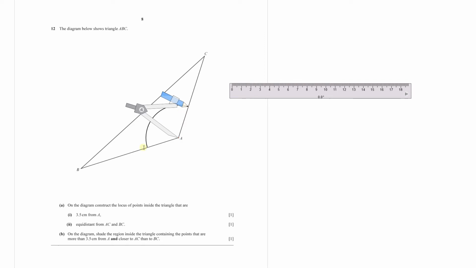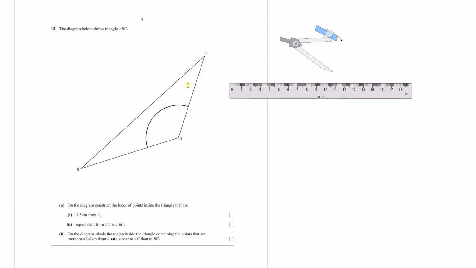So now all the points on this arc are 3.5 centimeters from A, since we opened our compass to 3.5 centimeters, and they are inside the triangle as well, as stated in the question. The next part is we need to construct the locus of points that are equidistant from AC and BC, and also again inside the triangle. So equidistant from two lines, AC here and BC here.